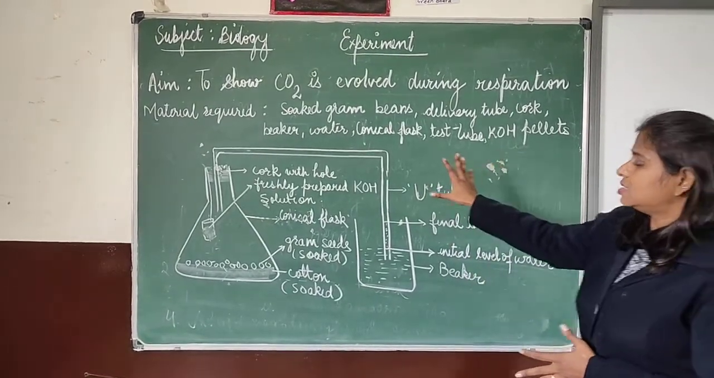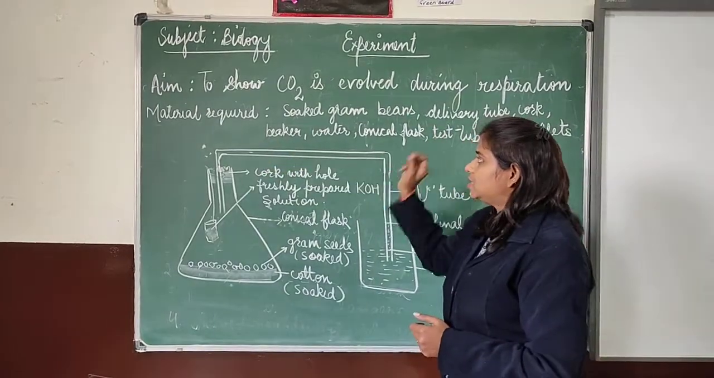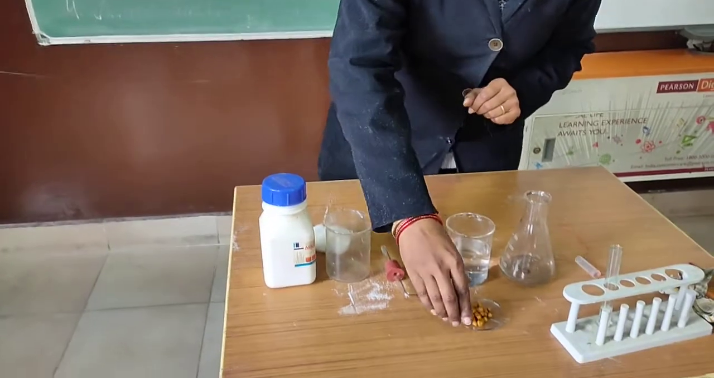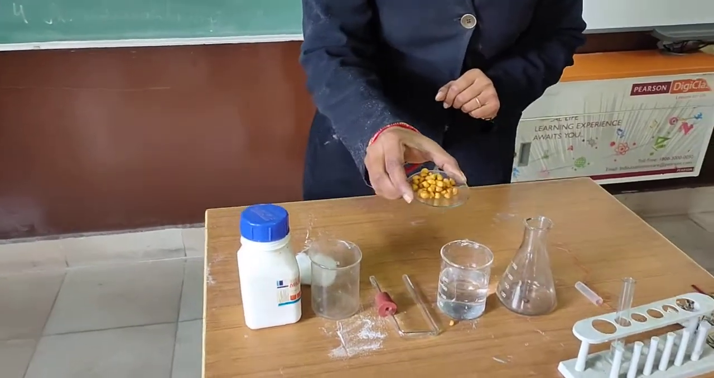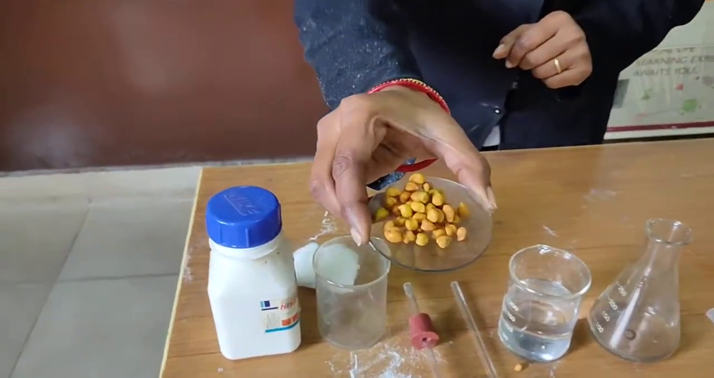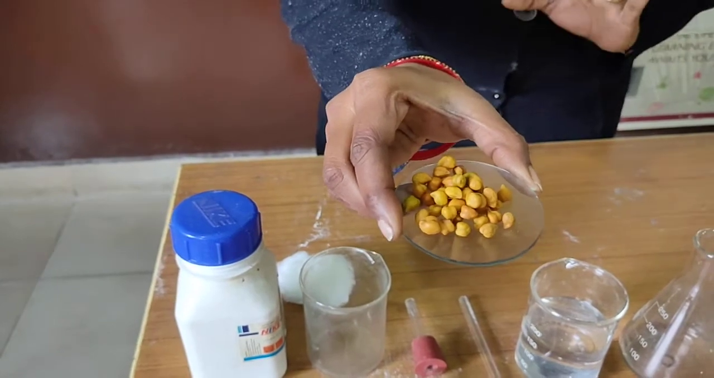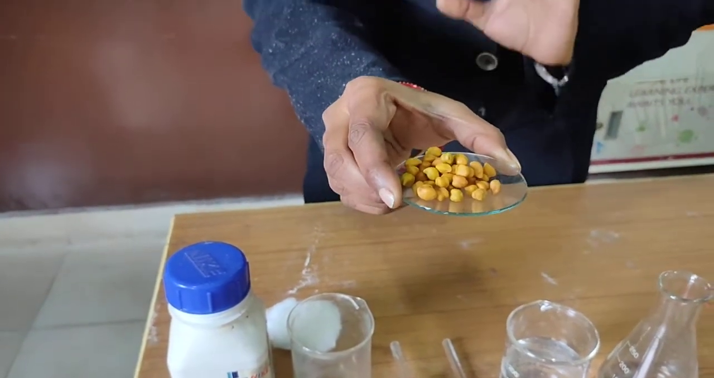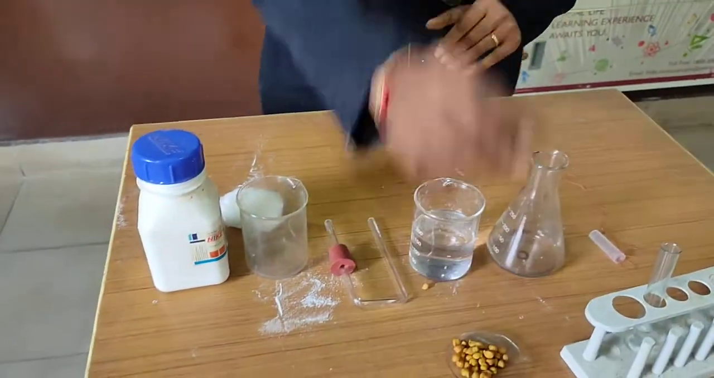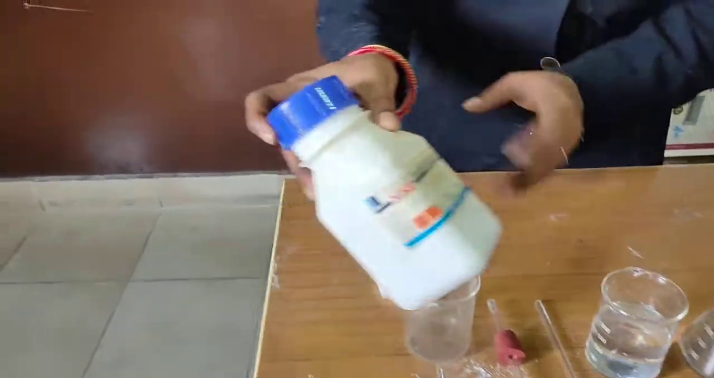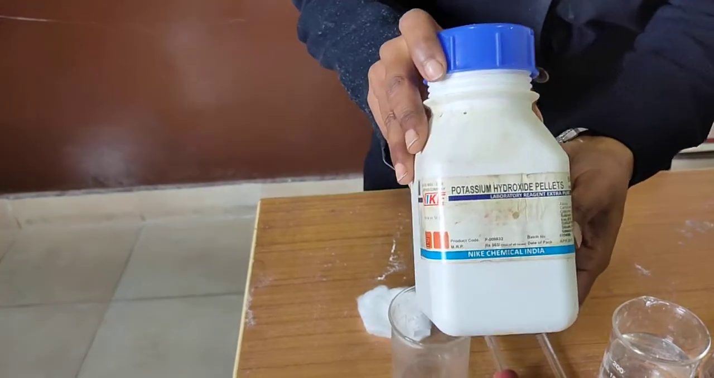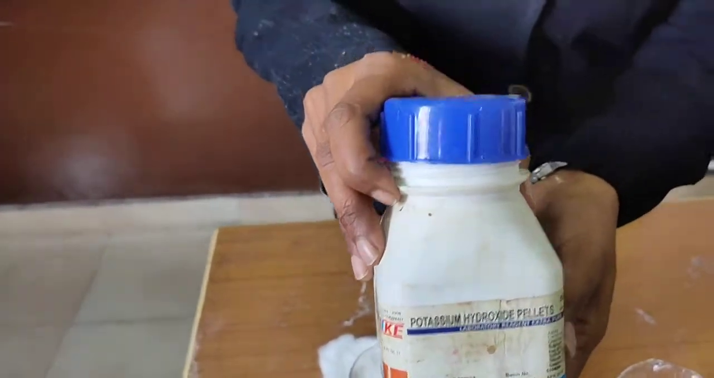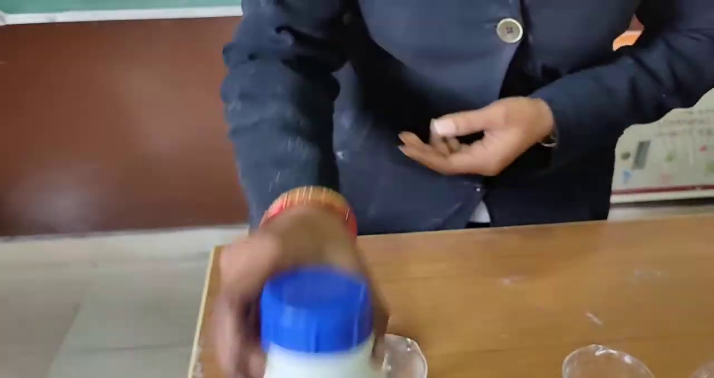Now first let's discuss what materials are required. Just have a look. For this experiment we need soaked gram seeds. These are the soaked gram seeds which I have soaked overnight. If they are sprouted then it is very good. The second thing we need is KOH pellets. Now these are the KOH pellets. We are preparing a solution of this. I will tell you how to prepare it.